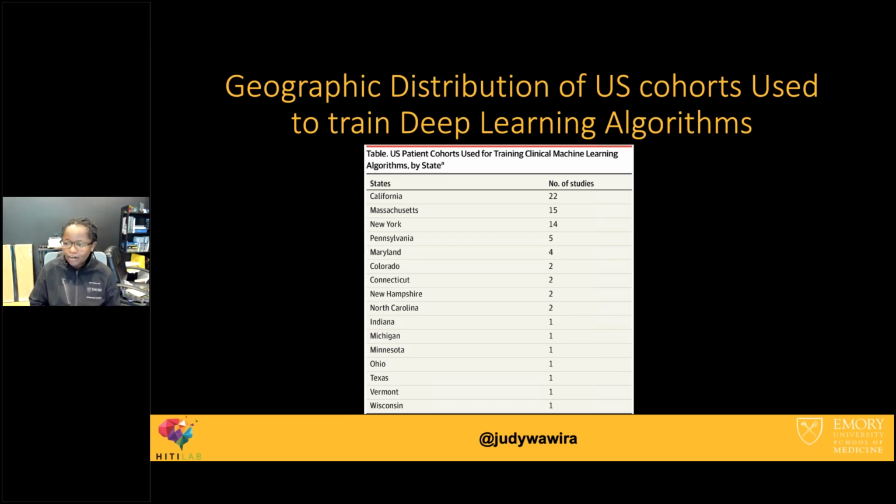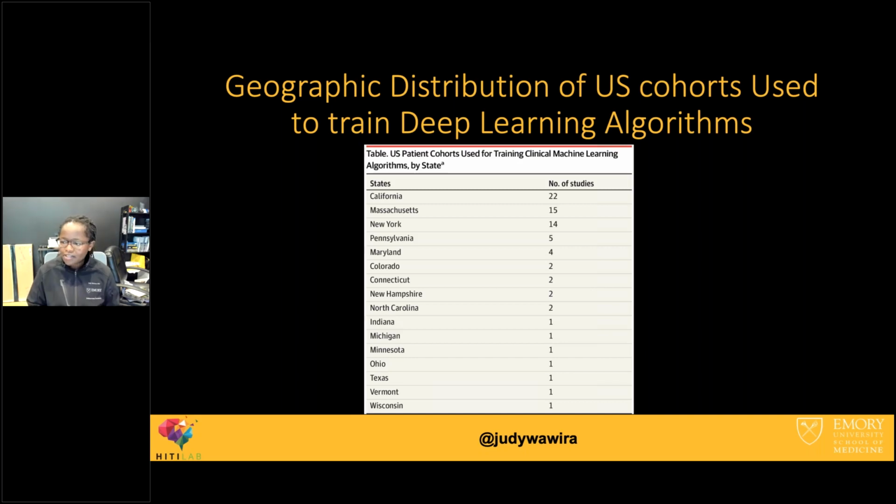And looked at deep learning algorithms for image-based tasks and benchmark performance, where there was a comparison with physicians across six specialties, including radiology, ophthalmology, dermatology, pathology, gastroenterology, and cardiology. Of the 2,606 studies identified, 74 studies met the inclusion criteria, and 56 of these studies used one or more geographically identifiable US patient cohorts in the training of their algorithm.